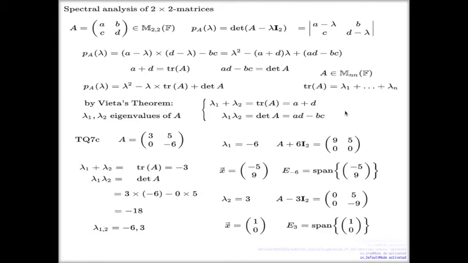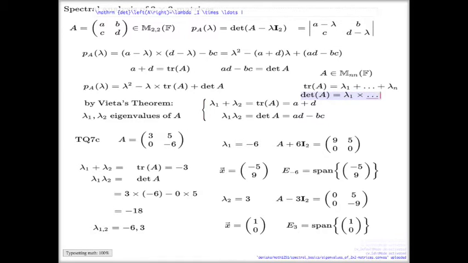And if an eigenvalue comes with a multiplicity higher than 1, you have to add this value as many times as the multiplicity is. But the similar relation will still hold. And for the determinant, it will be again a similar relation. The determinant of A will be the product of all of the eigenvalues, all of them.